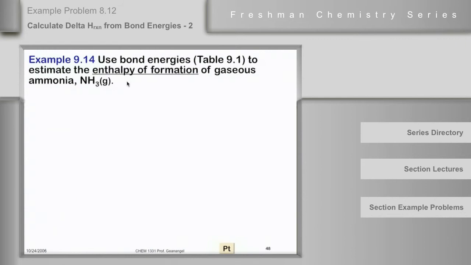Okay? So write down the formation equation on your paper. We've done this so many times now, it shouldn't take you too long. The formation equation for NH3.